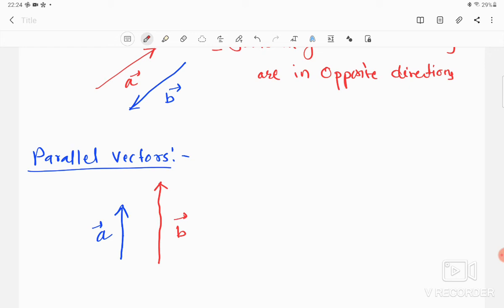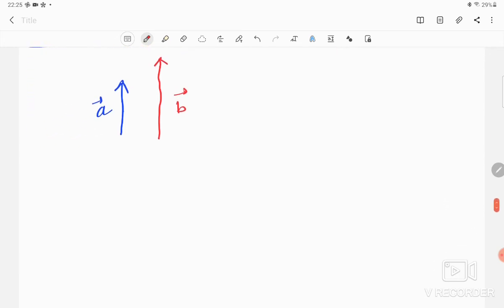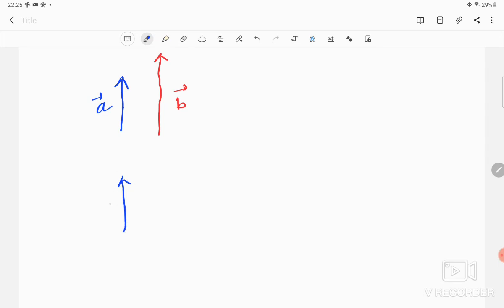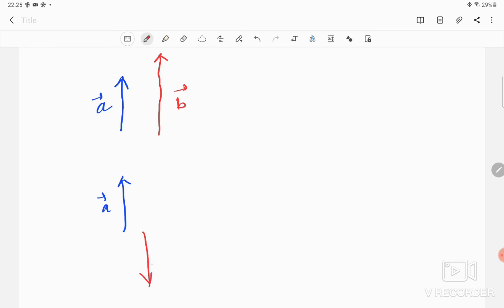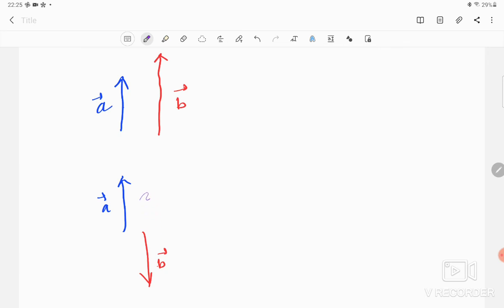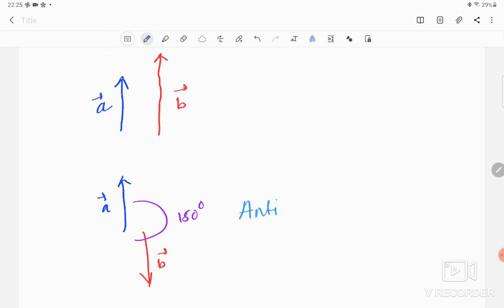Now the angle between a bar and b bar is 0 degrees, but if the angle between a bar and b bar differs by 180 degrees, then the vectors are said to be anti-parallel. Just like here, suppose this is vector a bar and here is vector b bar. The angle between them is 180 degrees, therefore these two vectors are said to be anti-parallel vectors.